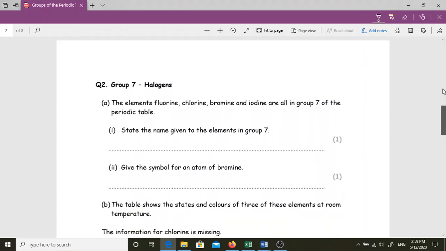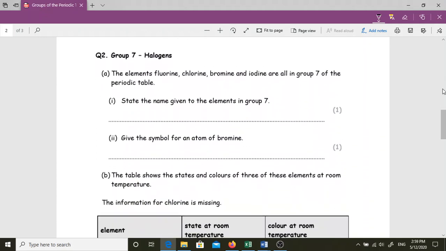Then the next question, we have group 7, the halogens, and it says the elements fluorine, chlorine, bromine and iodine are all in group 7 of the periodic table. State the name given to the elements in group 7. Now the name for the group 7 elements is halogens. That's the answer here. And then it says give the symbol for an atom of bromine. So basically here they want to know the symbol for bromine, which is Br.